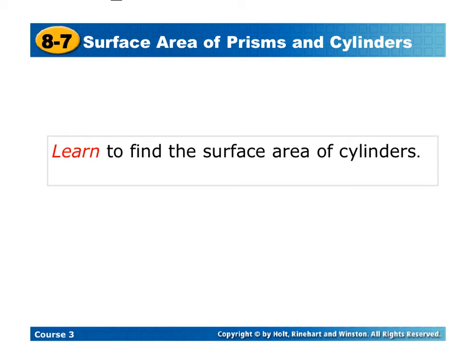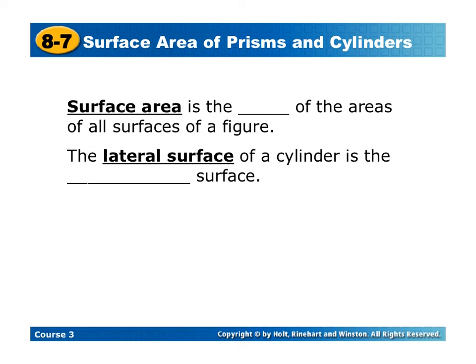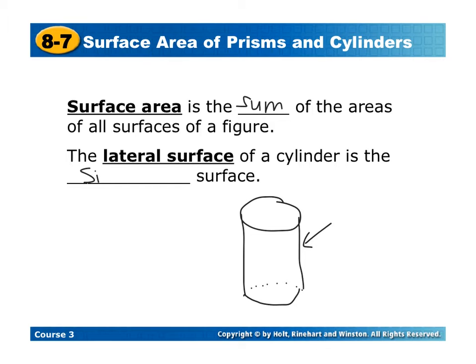So today we're going to be looking at finding the surface area of cylinders. Just like with a prism, the surface area of a cylinder is going to be the sum of all the areas of all the surfaces of a figure. In a cylinder, what we're looking at is we have a circular top, a circular bottom, and then we have the side surface, which is what's called the lateral surface of a cylinder.